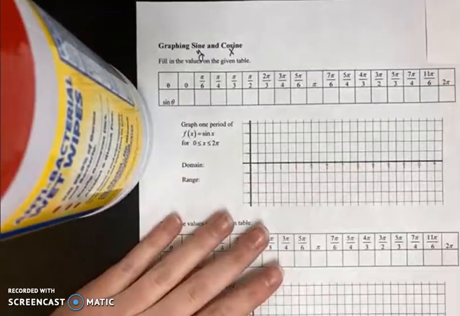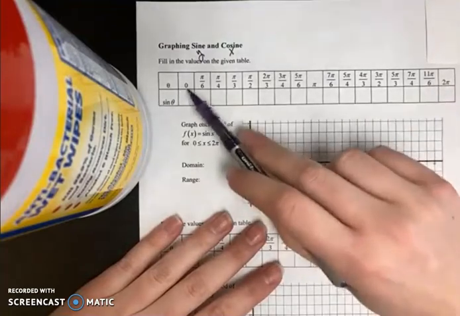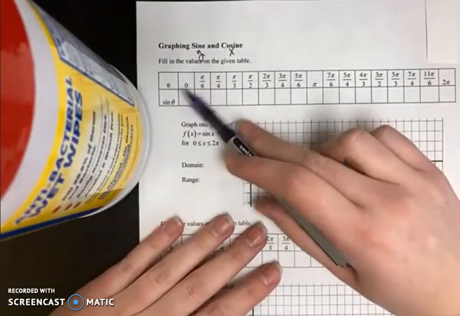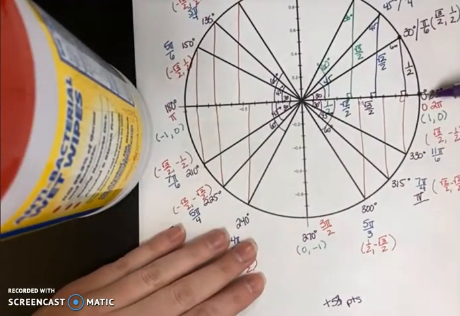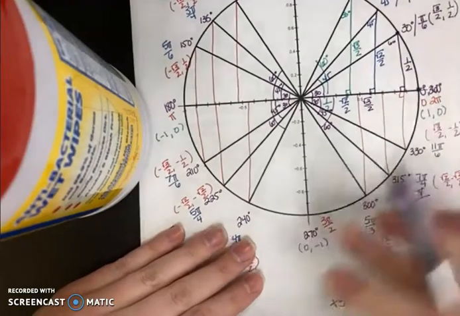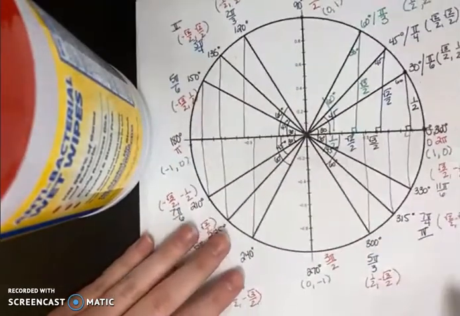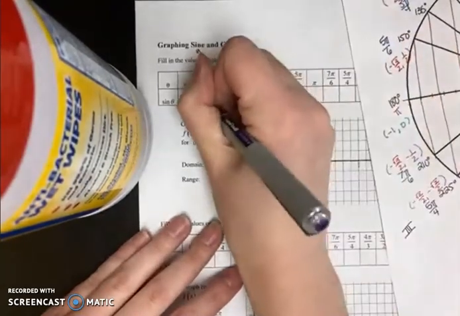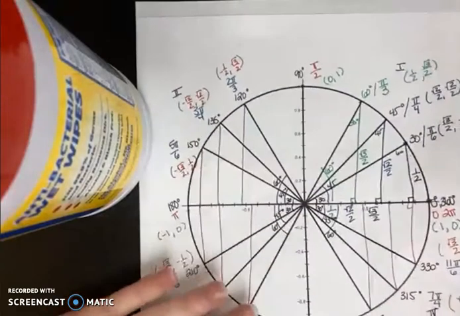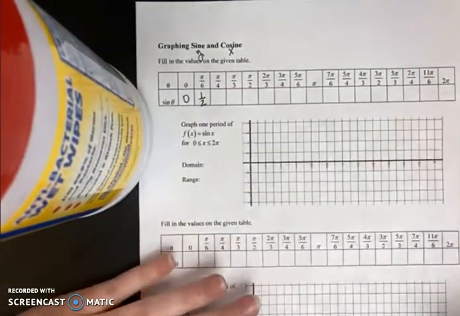As I'm filling out this table right here, theta is right here, and I need to know what is sine of theta. So what is sine of 0? Well, I'm going to pull out my unit circle. At 0, sine is 0 because that's the y value. At pi over 6, what is sine? Looking at the y value, sine would be a positive 1/2. And I'm going to keep using my unit circle to fill out this table. Feel free to pause the video and grab your unit circle, and you can check my work as I go through it.